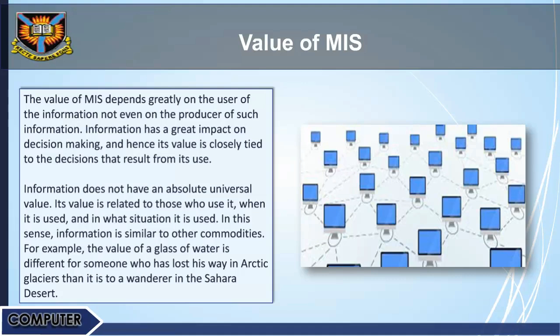In this sense, information is similar to other commodities. For example, the value of a glass of water is different for someone who has lost his way in Arctic glaciers than it is to a wanderer in the Sahara Desert.